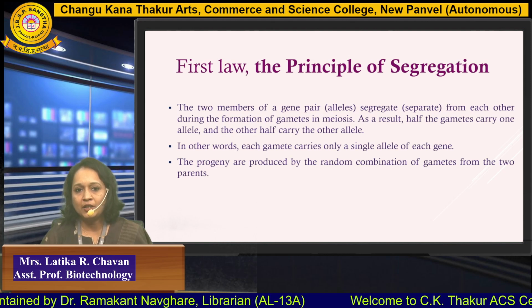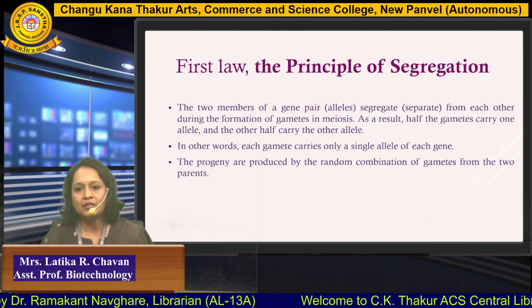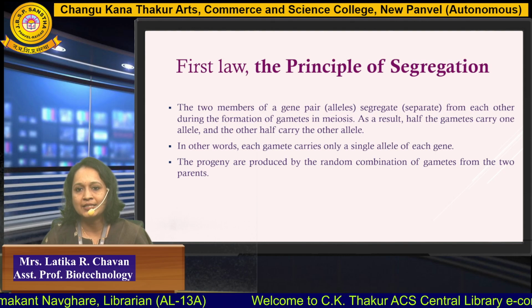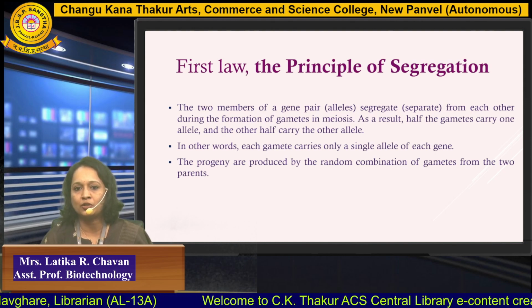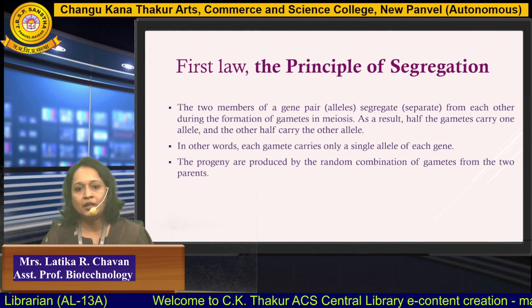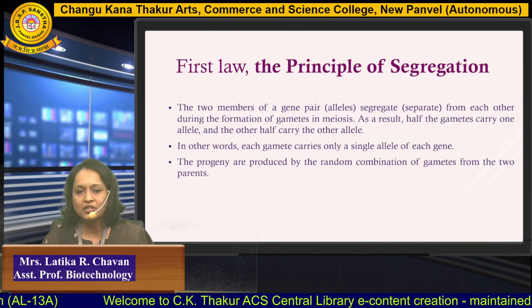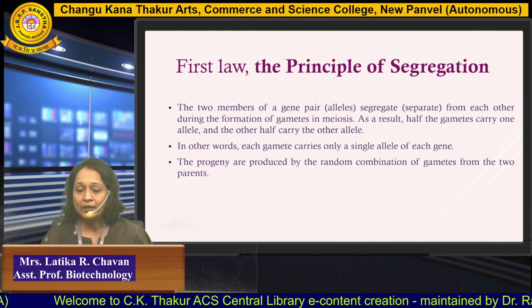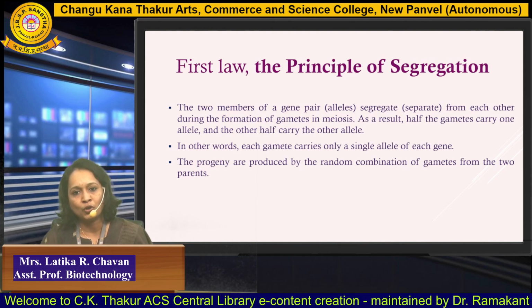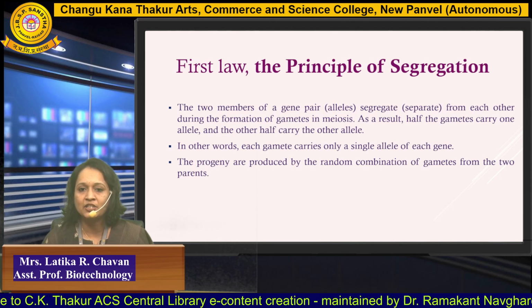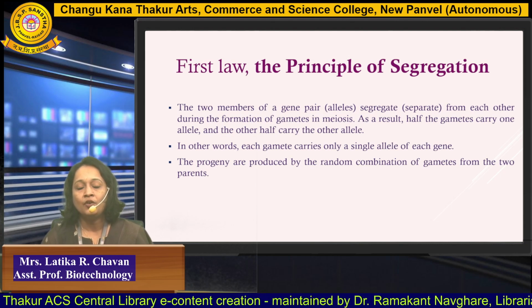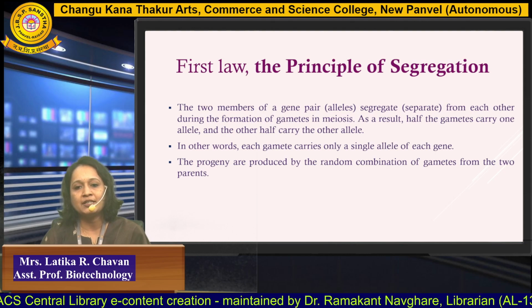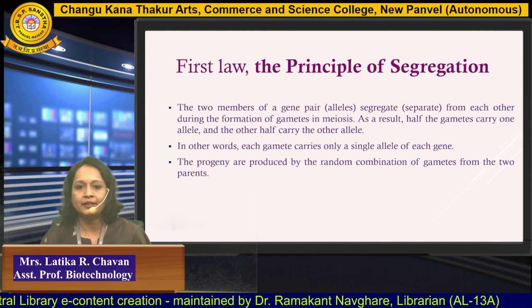Next is the principle of segregation, which is Mendel's first law. The statement is very important. Two members of gene pairs, or alleles, segregate or separate from each other during formation of gametes. You already know that in gamete formation, the process involved is meiosis. Mitosis is a process which takes place in body cells. Meiosis takes place during gamete formation, where the diploid number is reduced, or segregated, to half.